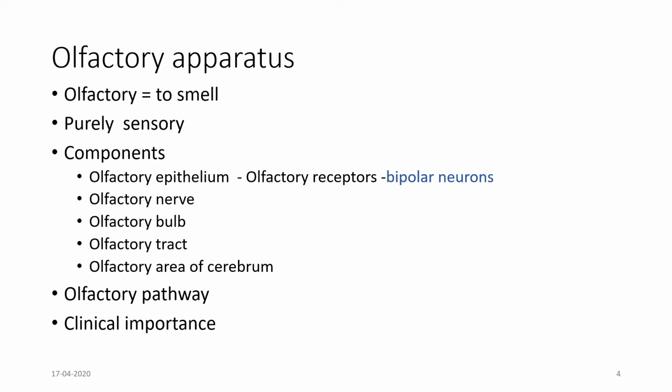Let me repeat the components. Olfactory epithelium that contains olfactory receptors, olfactory nerve, olfactory bulb, olfactory tract, olfactory area of cerebrum. Then we will consider the olfactory pathway and briefly describe the clinical importance of the olfactory apparatus.